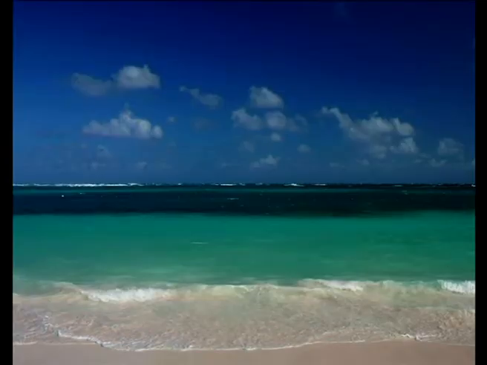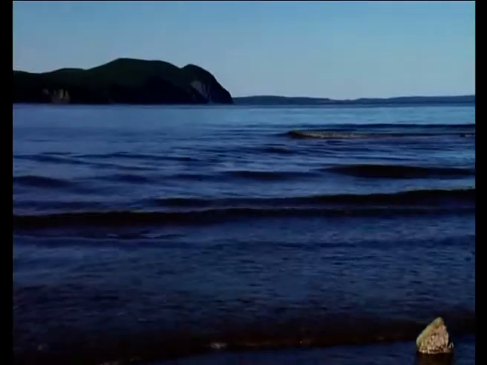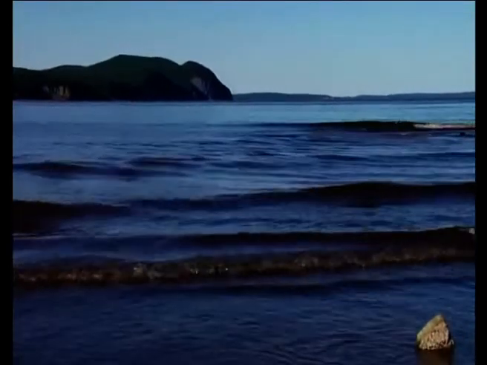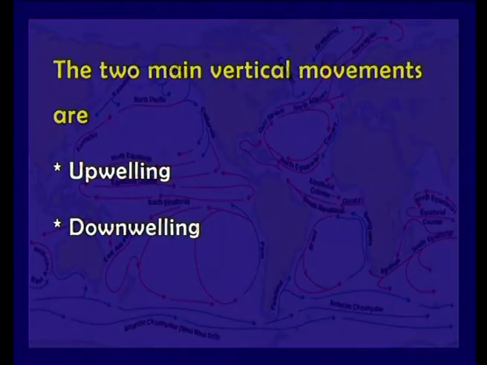Now, the third module is upwelling and downwelling. In deep oceans, the water circulation is both horizontal and vertical. These deep ocean currents bring nutrients to the surface, and this movement of nutrients is a vertical movement. The two main vertical movements are, one is upwelling and another is downwelling.